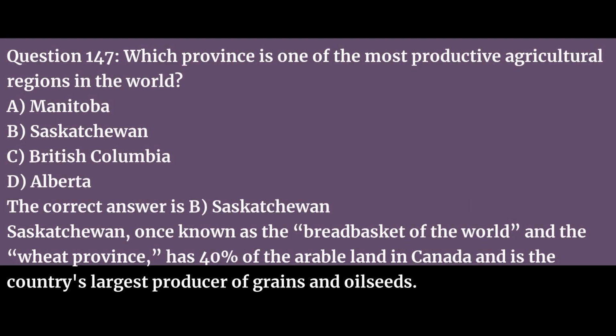Question 147. Which province is one of the most productive agricultural regions in the world? A. Manitoba. B. Saskatchewan. C. British Columbia. D. Alberta. The correct answer is B. Saskatchewan. Saskatchewan, once known as the breadbasket of the world and the wheat province, has 40% of the arable land in Canada and is the country's largest producer of grains and oilseeds.